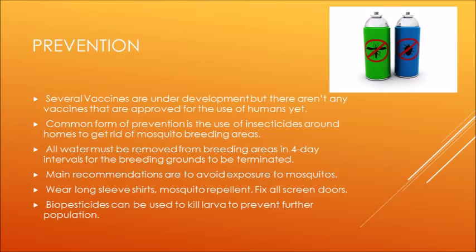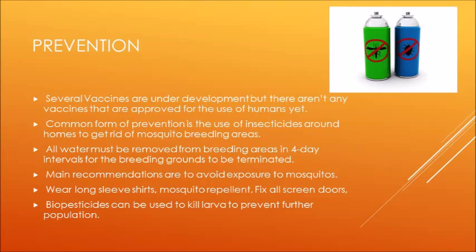All right, so prevention of West Nile. Right now there are several vaccines under development, but there aren't any vaccines that have quite been approved yet for human use. Some common forms of prevention are the use of insecticides around homes to get rid of mosquito breeding areas. To be able to do this, all water must be removed from the breeding area in 4-day intervals for the breeding grounds to be terminated.